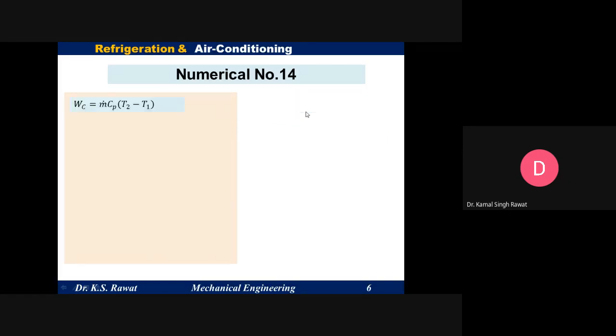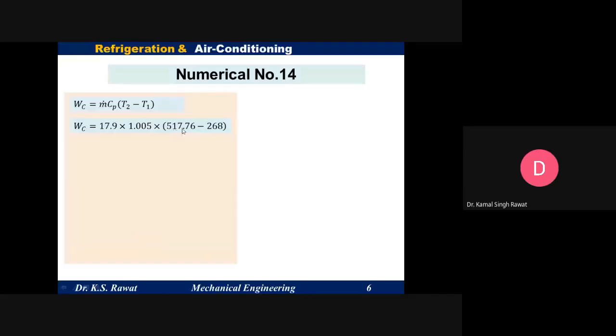So we can easily calculate these values. So let's do it. First we will calculate the work required in the compressor. So it will equal m dot Cp (T2 minus T1). Okay, so we have the value of mass flow rate. So we are putting the value of mass flow rate in kg per minute, in bracket T2, 517.76 minus 26.